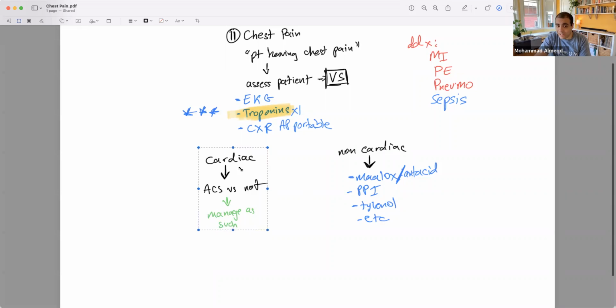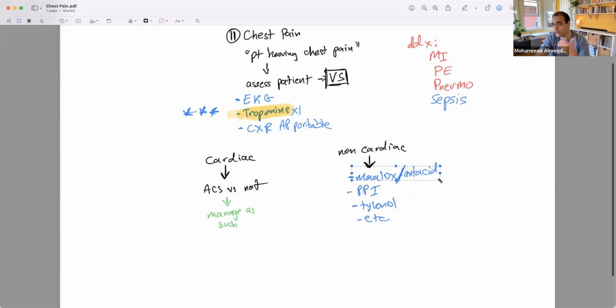Now, if you ruled out cardiac chest pain, then you can consider this as GI chest pain. And then it's either GI or it's lung. So you have to rule out pneumonia, because sometimes pleuritic chest pain can be pneumonia, pneumothorax, or even a PE.